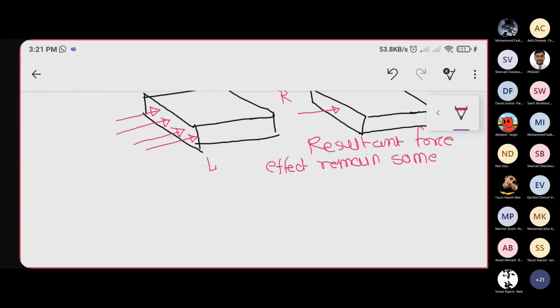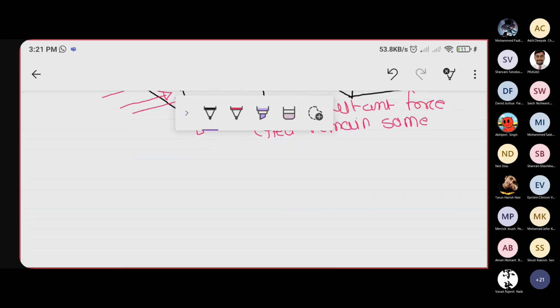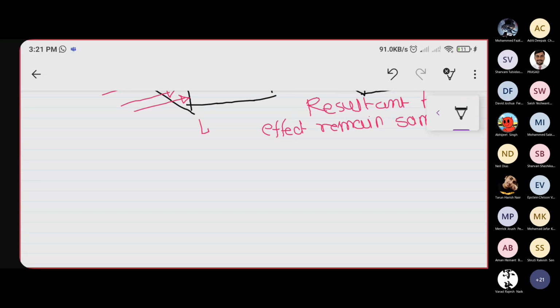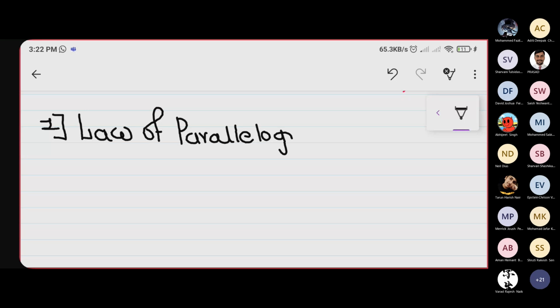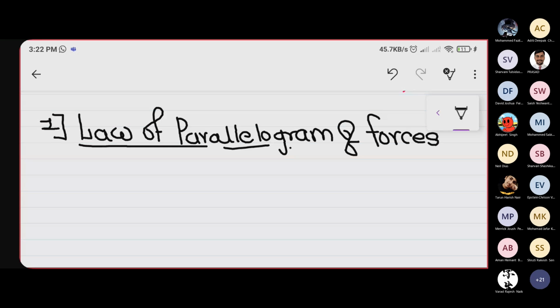In composition of forces, we have different laws which can be used to add all forces. So what is the first law? The first law is the law of parallelogram of forces. Now, what is the law of parallelogram?